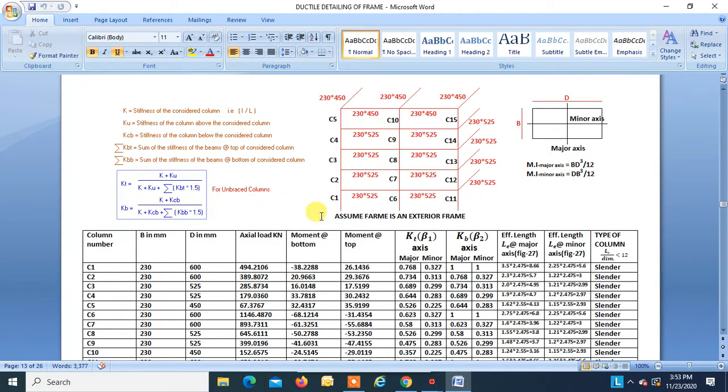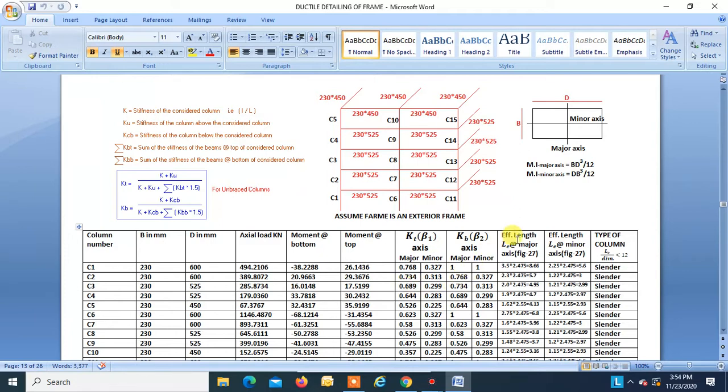Similarly, KB, the stiffness of this column, KCB, no column is there below, so 0. KBB, there is no beam on this joint, so it will be 0, right? So it will be K divided by K, and that is equal to 1. So this is how you find KT about major axis and minor axis, KB about major axis and minor axis.